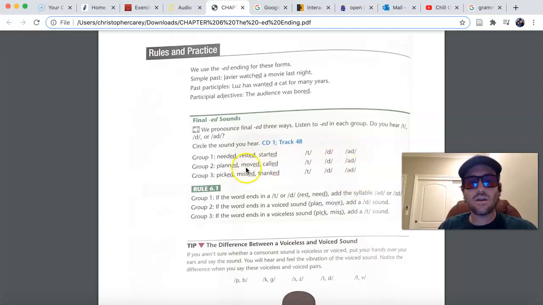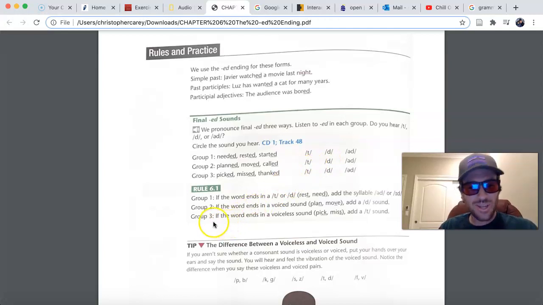D, d. Planned. N, n, n. Planned. Moved. V, v, v. Moved. Called. L, l, l. Called. All of these end in a voiced consonant sound, and for that reason, in these words, the ED is pronounced as a D consonant sound. All right, group 3, and thank you for being patient.